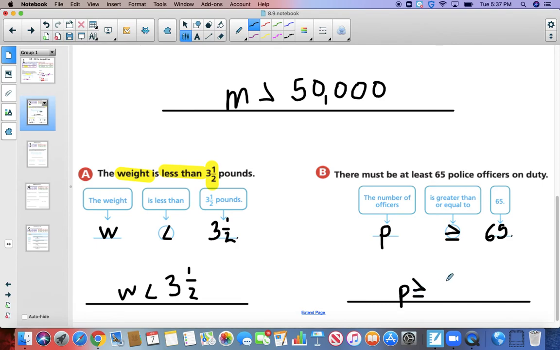So I can have 65 police. That's fine. That means the event will run smoothly. But I can't have less than this number. So I can have 65 police or I can have way more. I can have 66, 70, 80, 100, 150. But if I have 65, that's okay. That's the minimum amount. We're totally good. Okay.